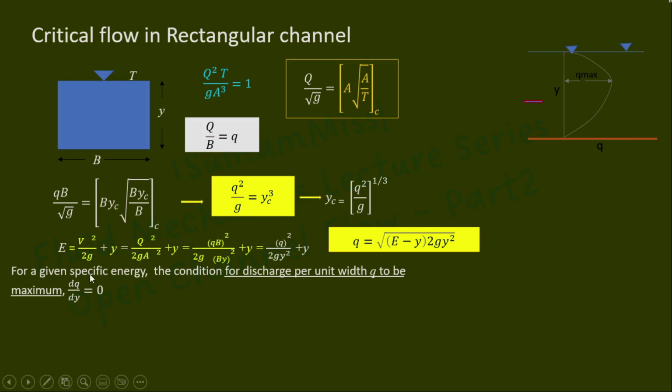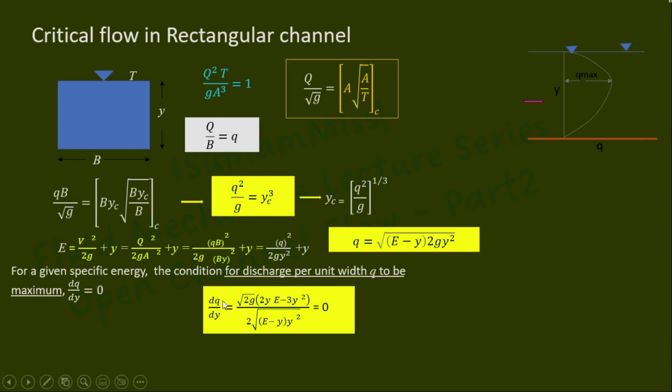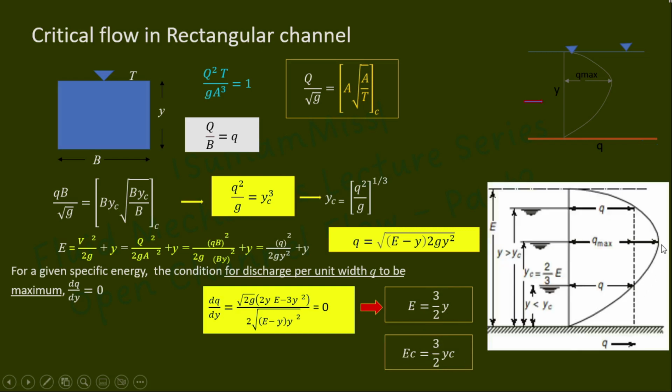If you differentiate this expression, this is the differential form. Putting the numerator equal to 0, you will get E equal to 3 by 2 y. Since it represents the critical state of flow, we can rewrite this expression as Ec equal to 3 by 2 yc. The figure shows the discharge curve, and you can see that q max corresponds to the critical depth of flow, where yc is equal to 2/3 E.